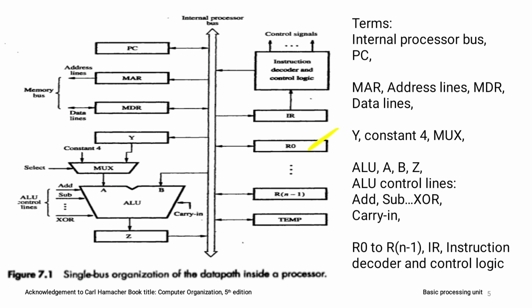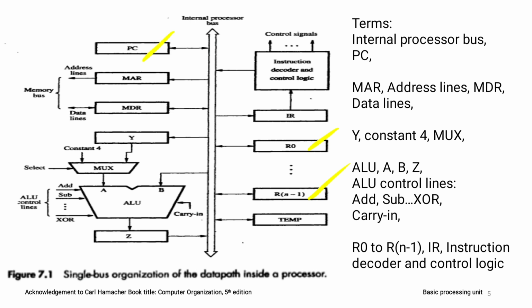So R0 to Rn-1 are the general purpose registers present in a processor. The number of general purpose registers varies from processor to processor. They are used for temporary storage of data during execution. There are some special registers other than these general purpose registers inside the processor.